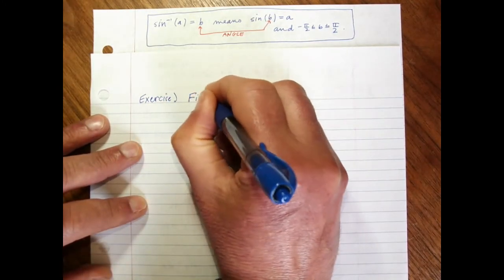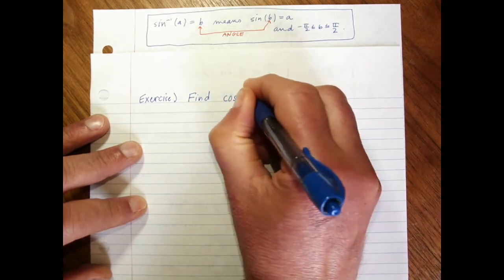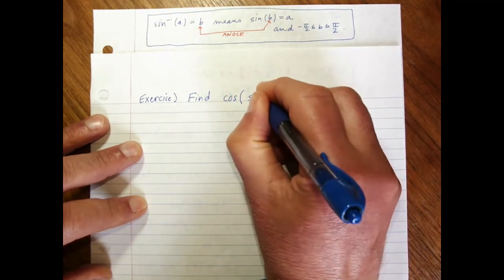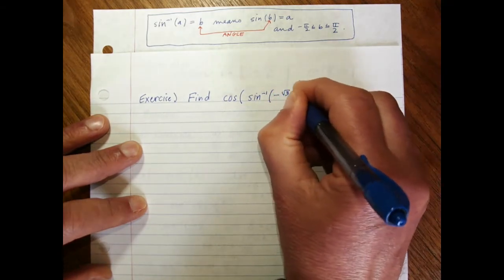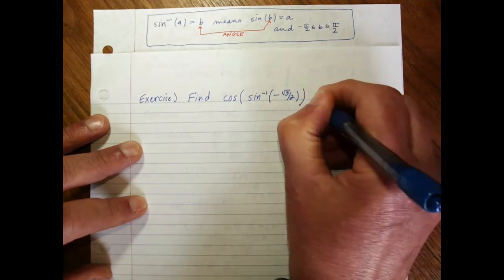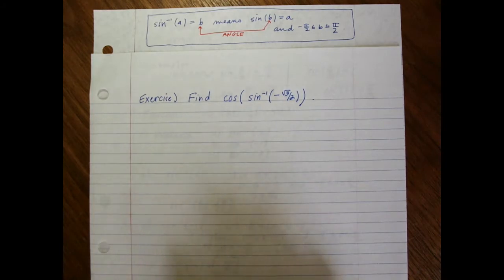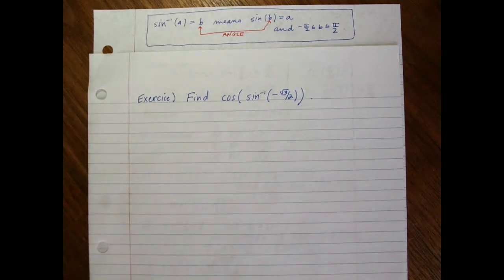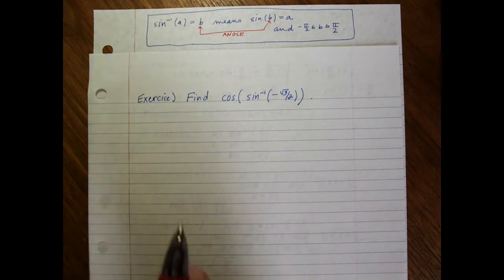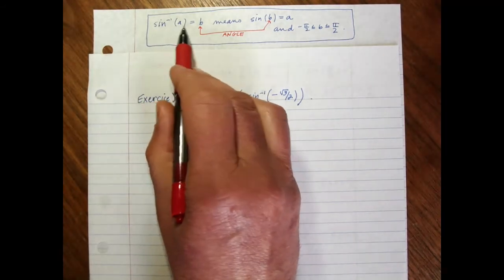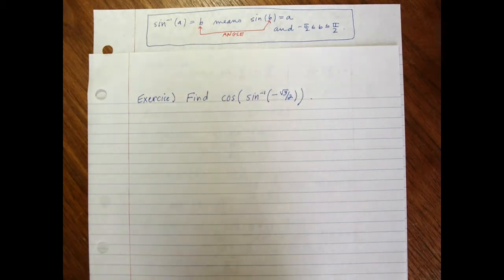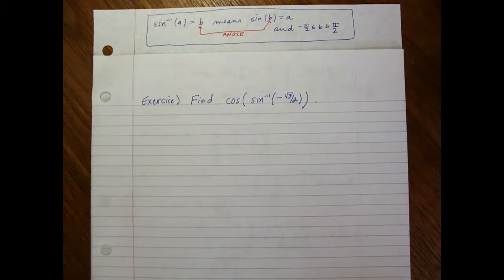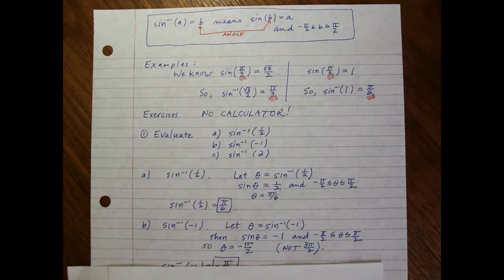Find cosine of sine inverse of negative square root of 3 over 2. Whew, that's enough stuff going on there. Now, it's the output of inverse sine, the B thing, that we think of as an angle that helps us have some intuition about what's going on.